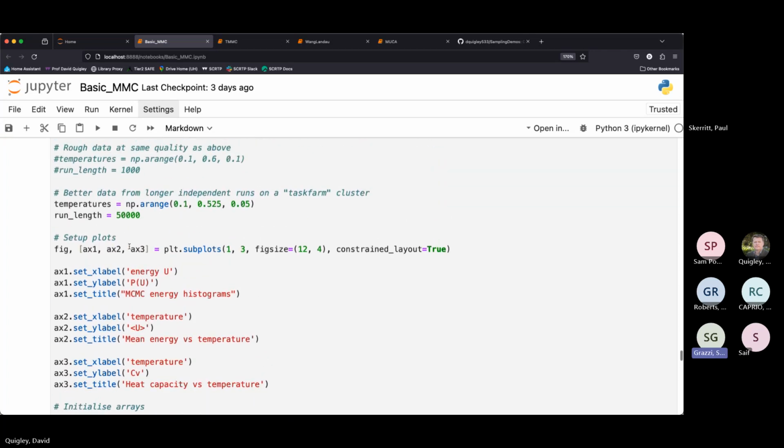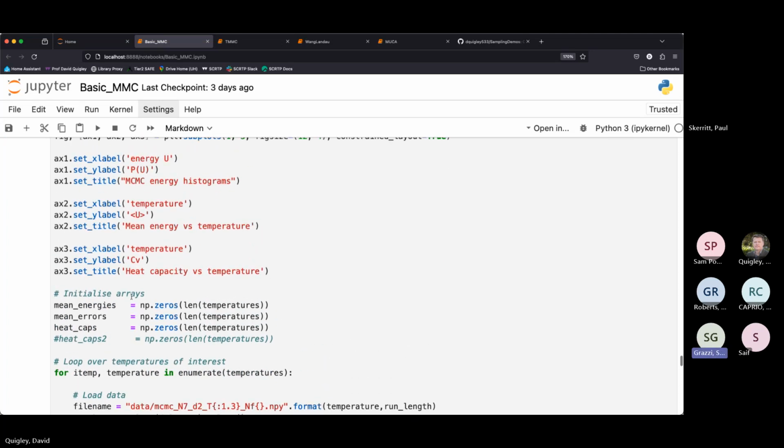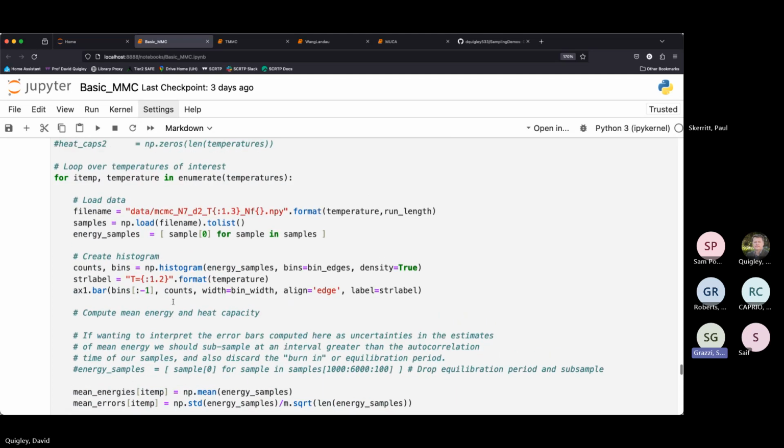So I'm not going to run that live. I'm going to load these from a file. So I'm loading the data from a file. Here's one I did earlier. And what I'm going to work out is the mean energy at each temperature.